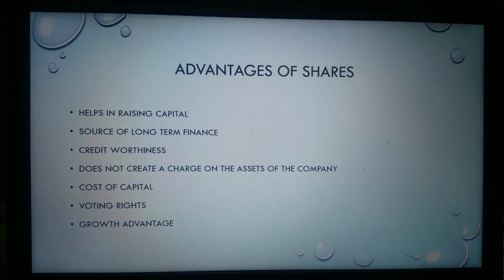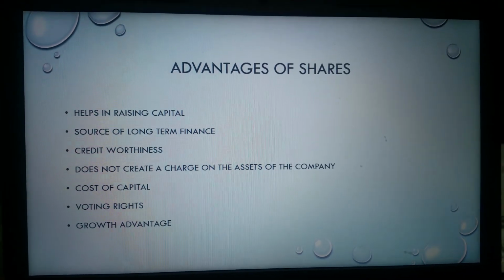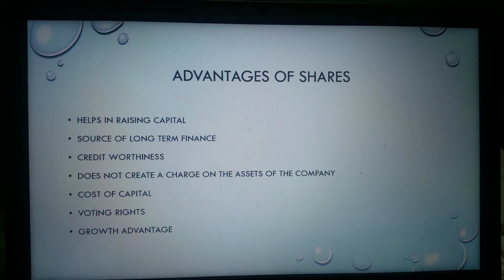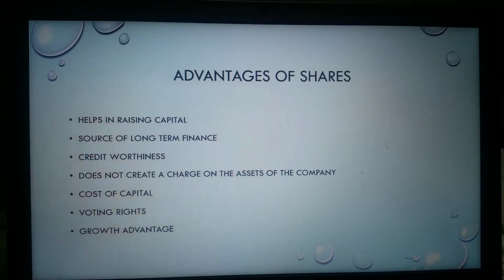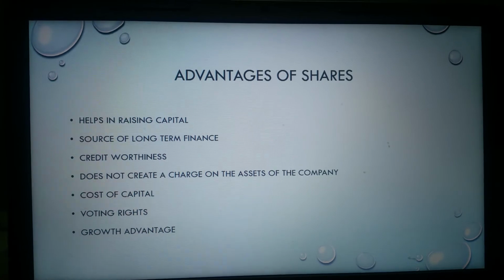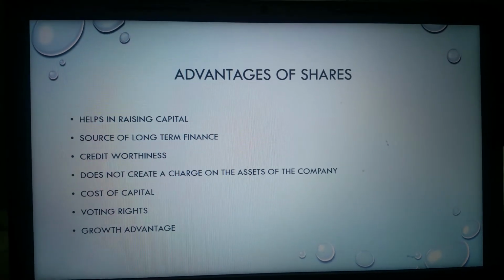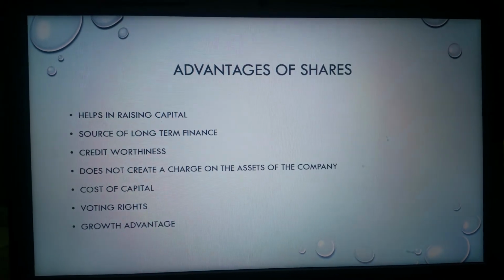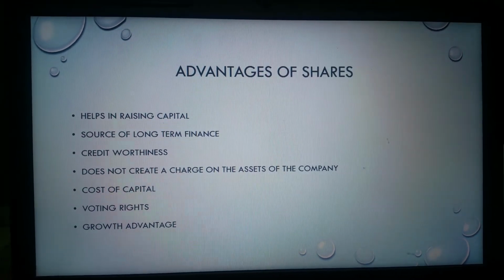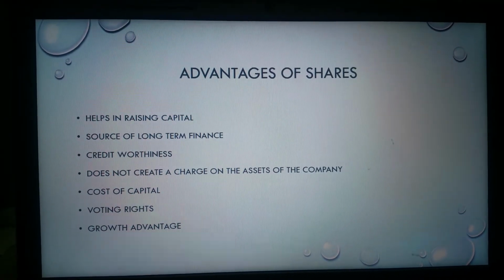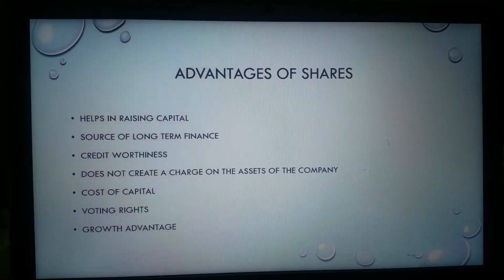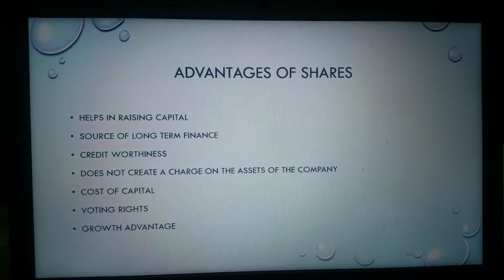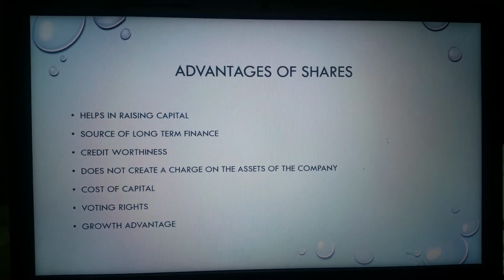Lastly, growth advantage. In the case of debentures, the rate of interest is fixed, so the company is obliged to pay the fixed rate of interest. Whereas in the case of shares, only when the company makes profit, the shareholders will get returns in the form of dividends. Again, the rate of dividend keeps varying depending on the profits of the company. When the profits are more, the rate of return to the shareholders is also more, and when the profits are less, the rate of return is less.